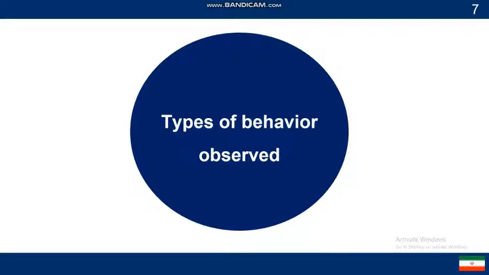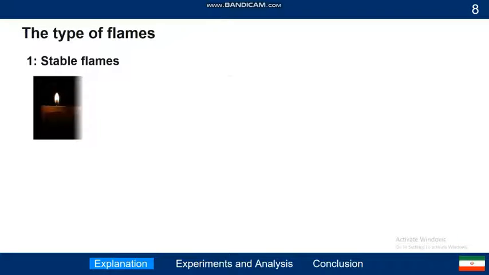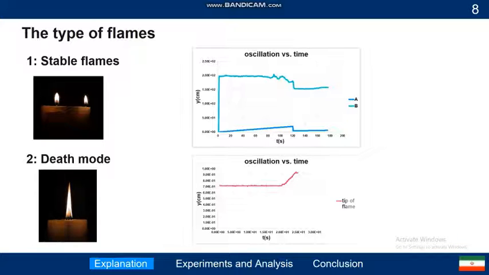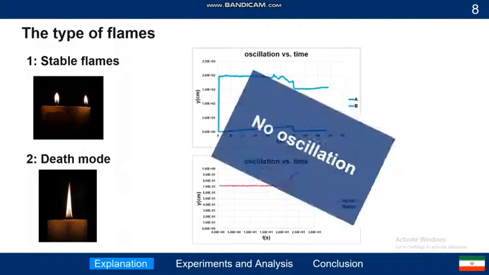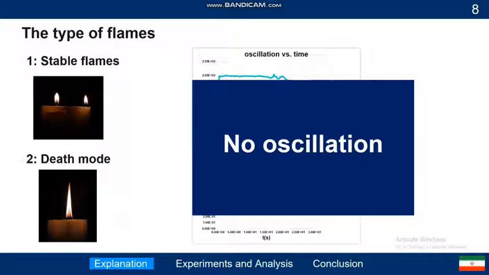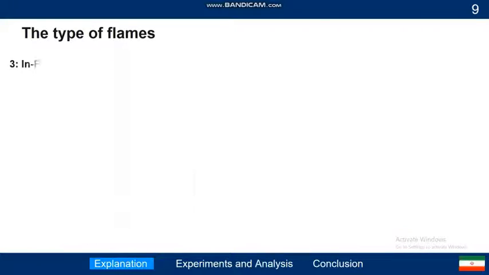Okay, here are the types of behavior that we observed from the flames. First, it is a stable flame. As you can see, it has small oscillation. And death mode is the same as stable, and it also has a small oscillation. So we coordinated these two types in one part that we call no oscillation.